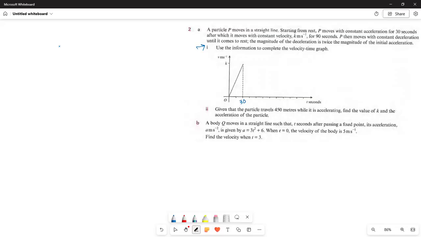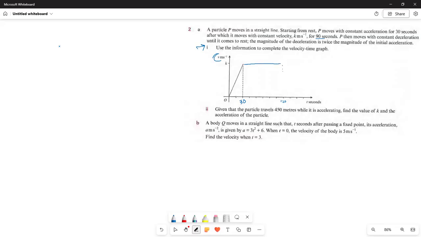Since the acceleration is constant, its speed keeps on increasing linearly. On the y-axis we are plotting the speed. After 30 seconds, it moves with a constant speed for 90 seconds. So this is 90 plus 30, which is 120. Up till 120, it goes with a constant speed.